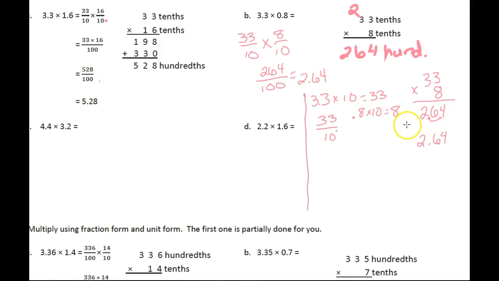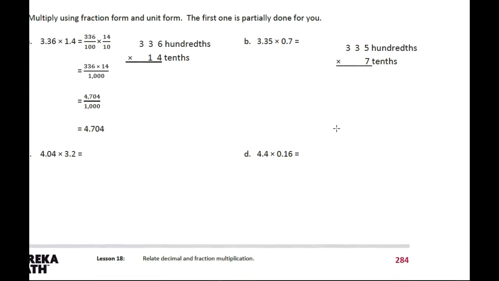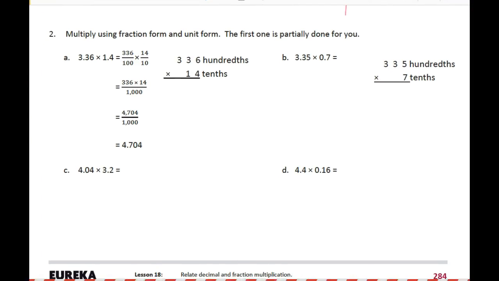It's the reason why at the end of the multiplication problem, you move the decimal. Because you kind of imagine that you're getting rid of the decimal to begin with, and then you have to put it back again. And this is the math as to what's happening with that. So let's take a look at number 2, and we'll do C together.